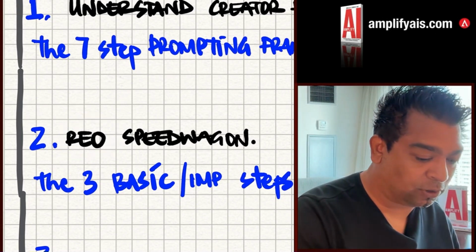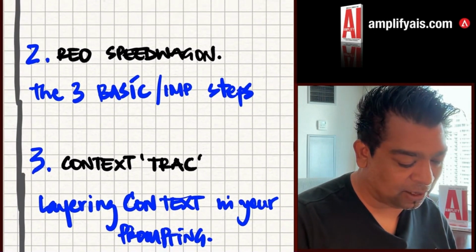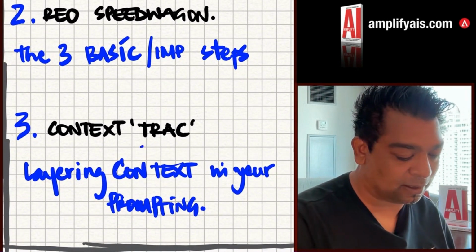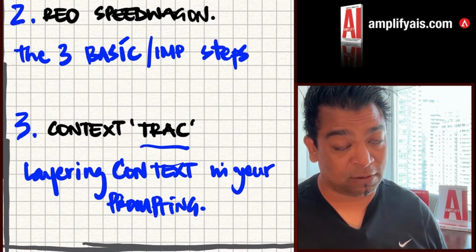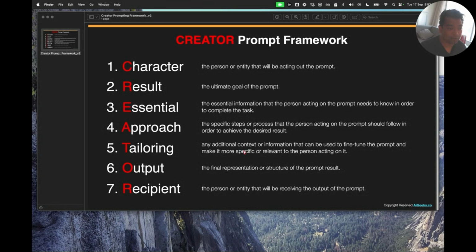Now, step 3 is layering context, and that is TRAC, which is the remaining 4 steps of the creator framework. Let's get into that. So the creator framework has these steps: character, step number 1, approach, step number 4, tailoring, step number 5, and recipient, step number 7. So TRAC allows you to layer context over the very important REO part of the creator framework.